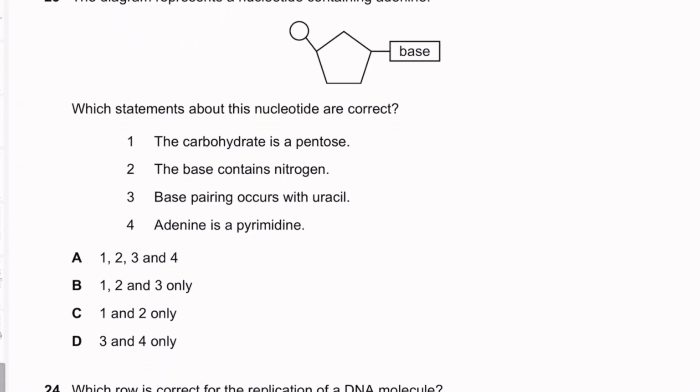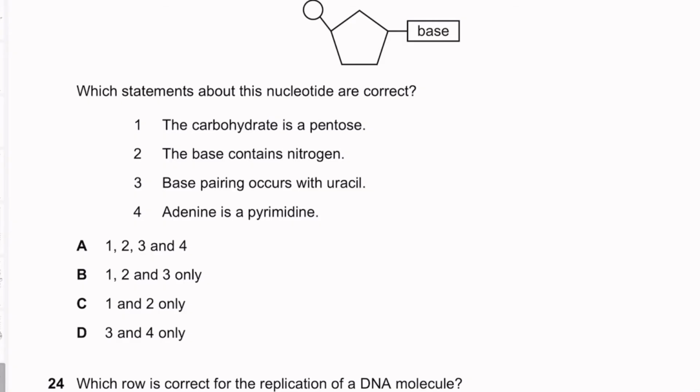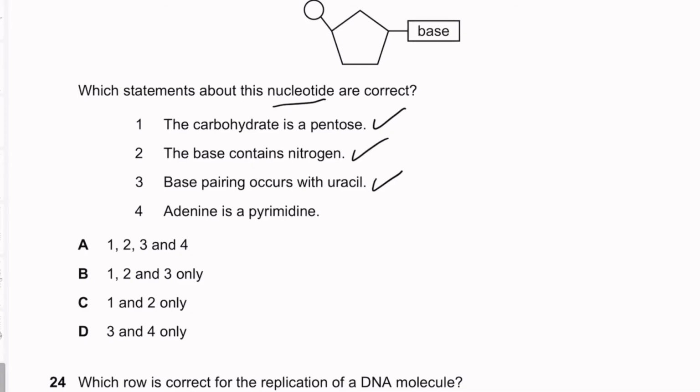23. The diagram represents a nucleotide containing adenine. Which statements about this nucleotide are correct? The carbohydrate is a pentose sugar. That is correct because it's a nucleotide. Nucleotides have either deoxyribose or ribose sugar, which are both pentose sugars. The base contains nitrogen. It's a nitrogenous base. Of course it does. Base pairing occurs with uracil, possibly, or with thymine. It depends on what kind of nucleotide it is.